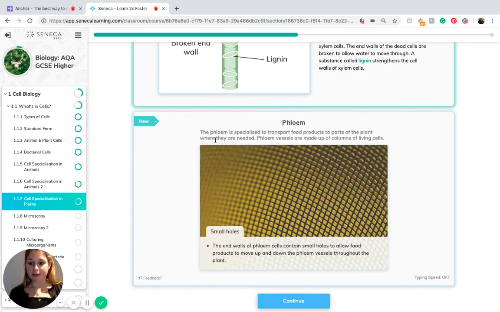Another specialized cell in plants is the phloem. The phloem is specialized to transport food products to parts of the plant where they are needed. Phloem vessels are made up of columns of living cells. They have an adaptation which is small holes. The end walls of the phloem cells contain small holes to allow food products to move up and down the phloem vessels throughout the plant.